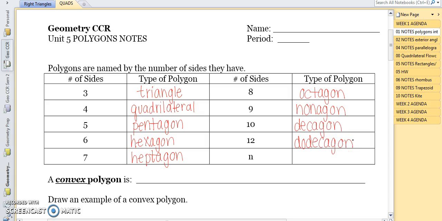And for n, that just represents the number of sides, right? So if we have a figure that's 20, that's 13, that's 17, we're just going to call it a 20-gon, a 13-gon, a 17-gon, or in this case, an n-gon. So if I'm giving you an example for that, if we have like a 13-sided figure, we're just going to call it a 13-gon.